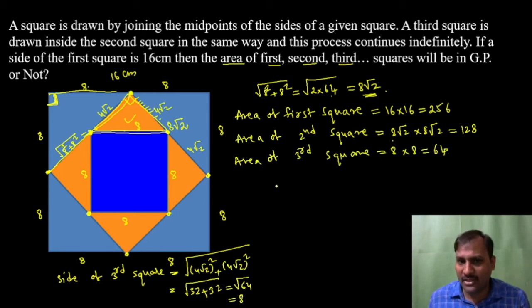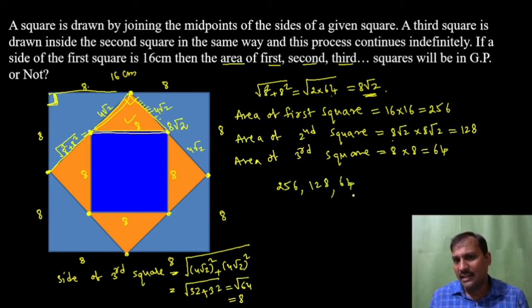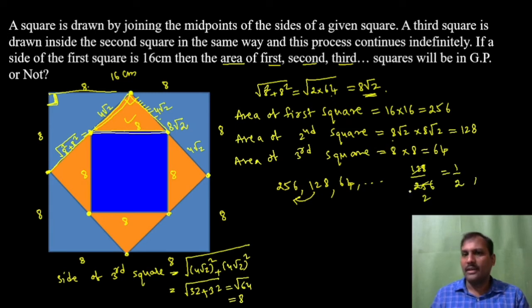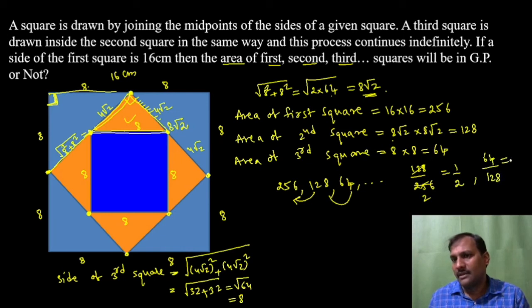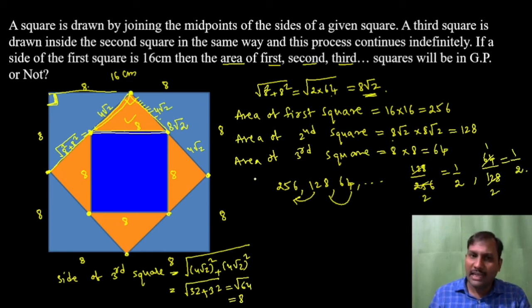Now if you observe the numbers involved, the areas of the three squares, if you take 256, 128, 64 and so on, let us check whether they are forming a GP or not. So let us take A2 by A1, 128 by 256. 128 ones are 128, twos are, that is 1 by 2. And you take 64 by 128. 64 ones are 64, twos are, which is also equal to 1 by 2. Therefore, clearly in these situations, the areas of first, second and third squares will be in GP. Okay, hope it is clear.